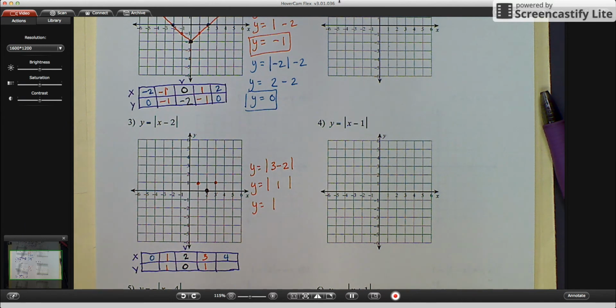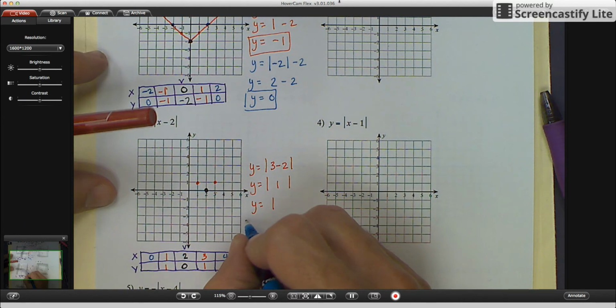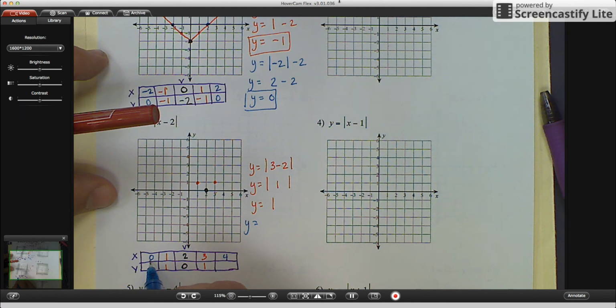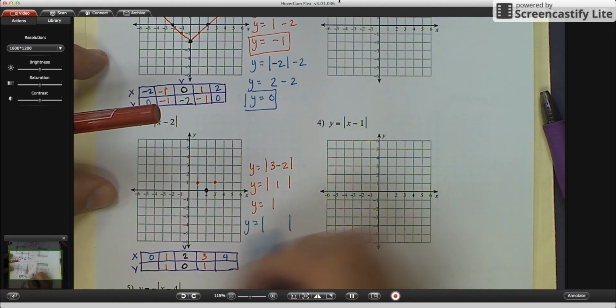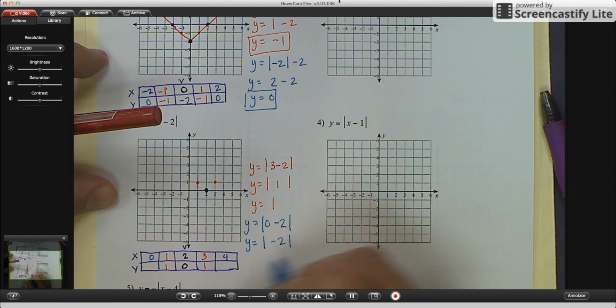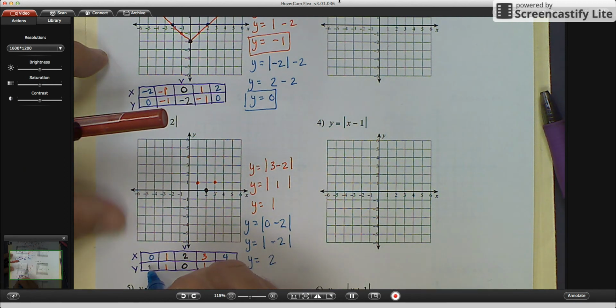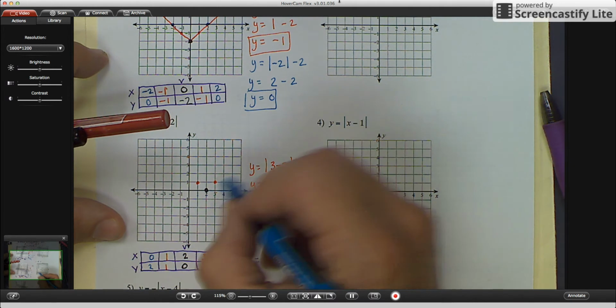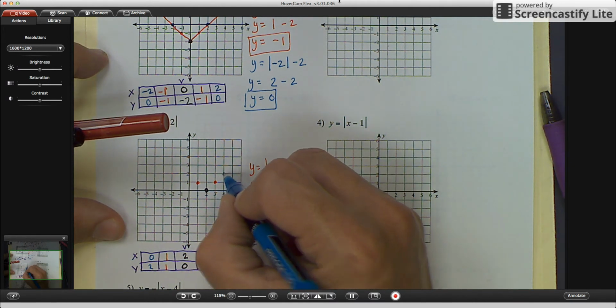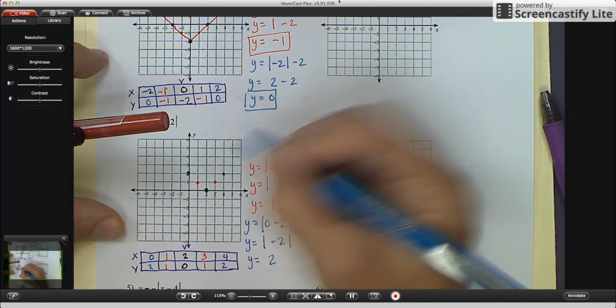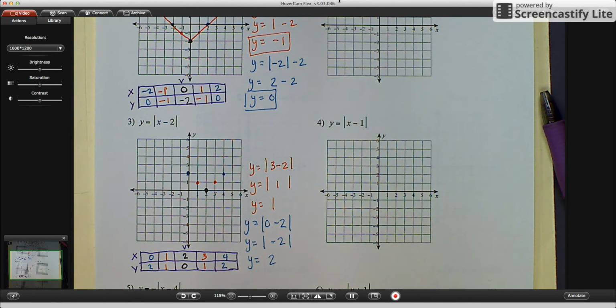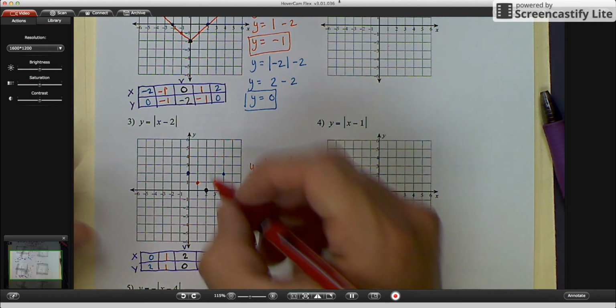And then our fourth and fifth point. Again, I'm going to use this as an example just to show you it doesn't matter what values you pick. 0 for my x minus 2. So y equals 0 minus 2 would be a negative 2. The absolute value of negative 2 is 2. 2 and 2. So positive 4, positive 2, 0, positive 2. And our graph looks like this.